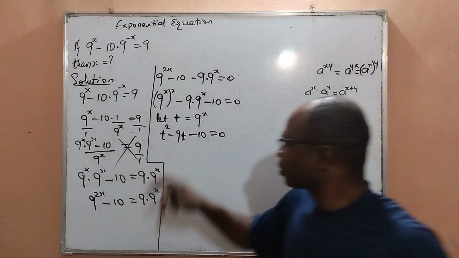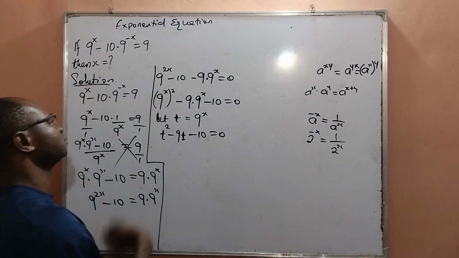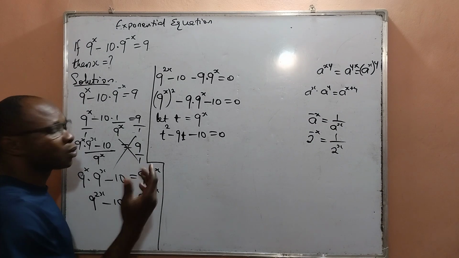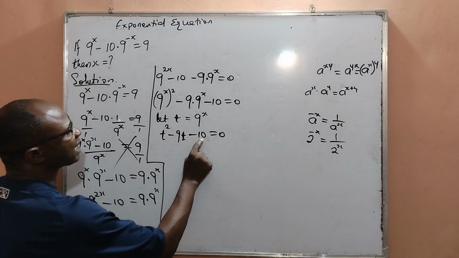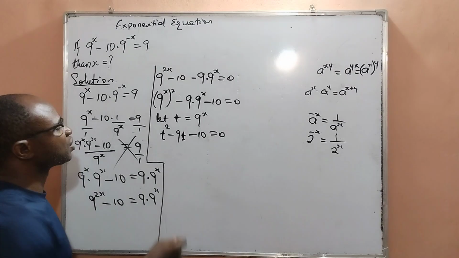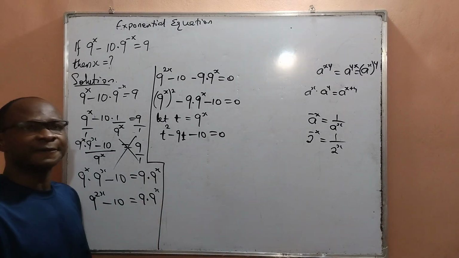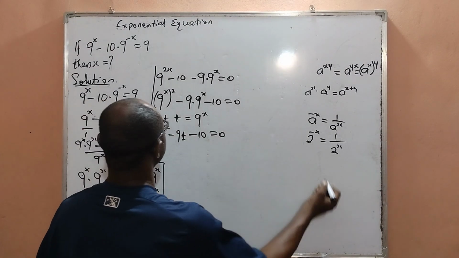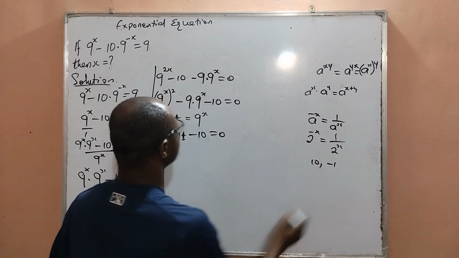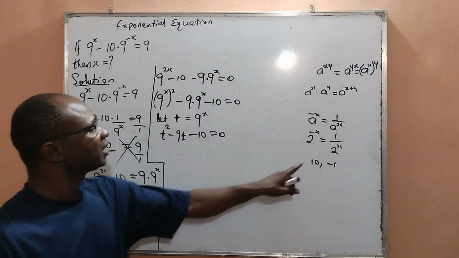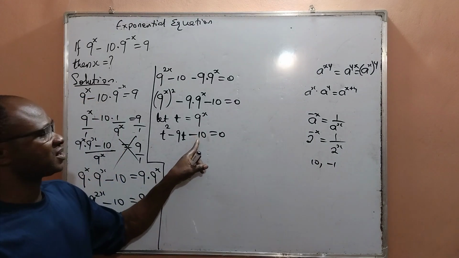The method I will use is called factorization method. I will look for two numbers I will multiply to get minus 10, and when I add that same two numbers, it will give me minus 9. Okay, let us think of maybe 10 and minus 1. Very good. 10 multiplied by minus 1 will give me minus 10.